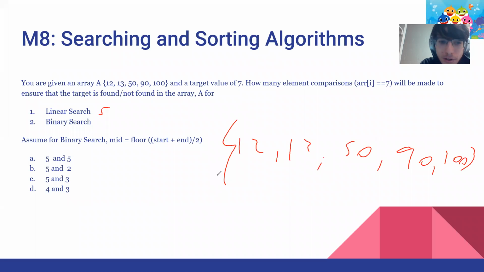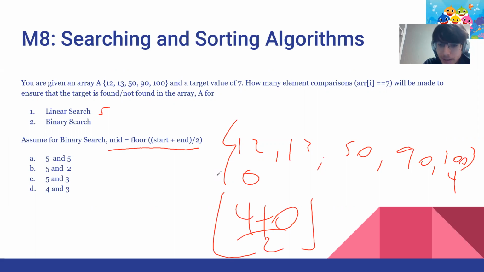So for binary search, remember, mid equals floor of (start plus end) divided by 2. In this case, the start position is 0 and the end position is 4. Well, 4 plus 0 divided by 2, the floor of that is 2, right? Because 4 plus 0 is 4, divided by 2 is 2. And the floor of 2 is 2 because it's an integer. Okay, so we know we have to start at position 2.